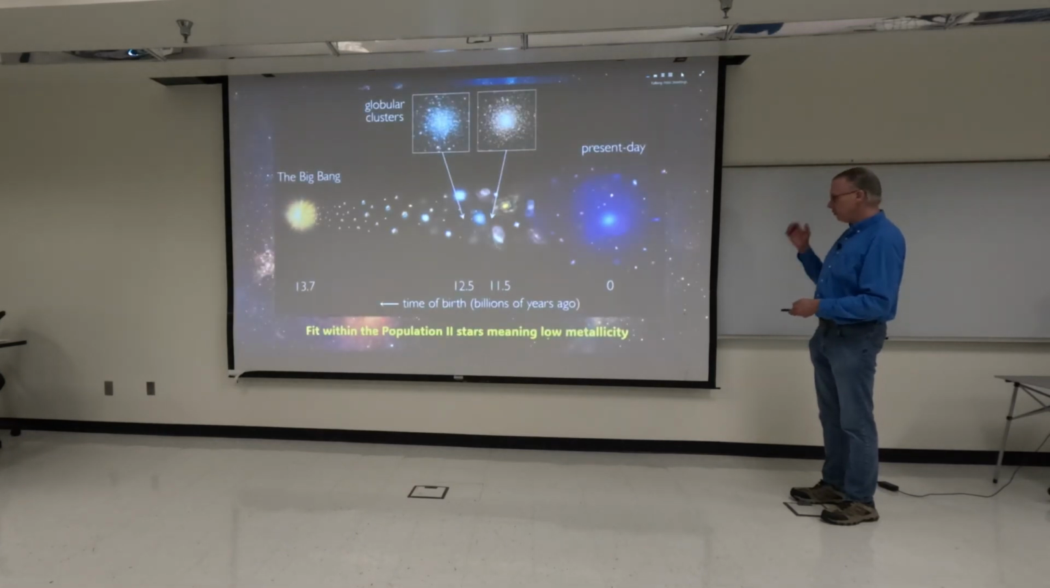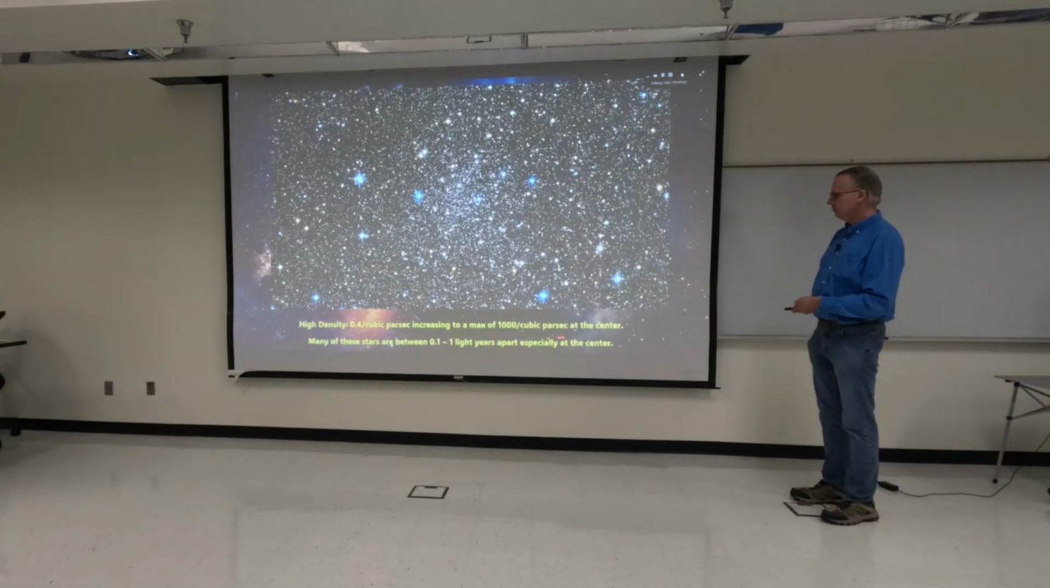One thing is that they all fit within the population 2 stars, meaning they're very low in metals, like we see in the elliptical galaxies and at the central bulges. So that places a lot of them forming in this time range here, where this is 13.7 billion years in the past versus the present day.